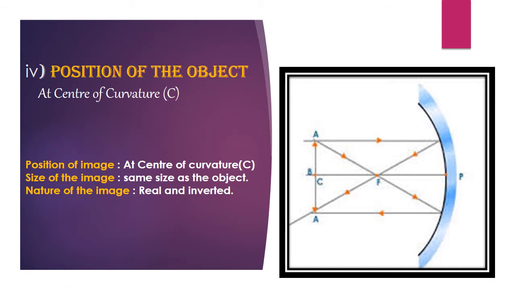So children, you have to learn drawing the ray diagram as shown in the previous slide. So when the object is kept at center of curvature, the position of the image is at center of curvature. Size of the image is the same as that of the object, and the nature of the image is real and inverted.